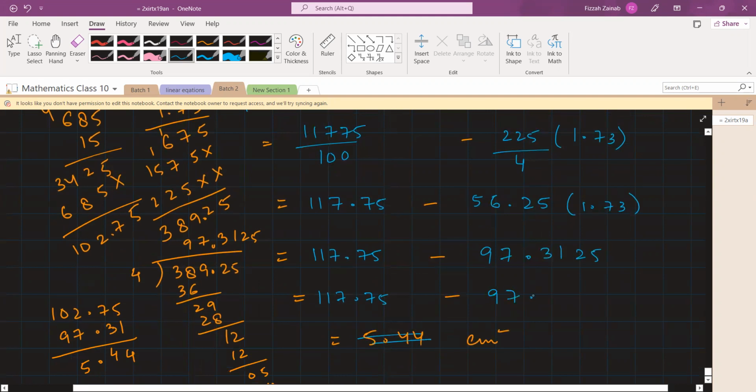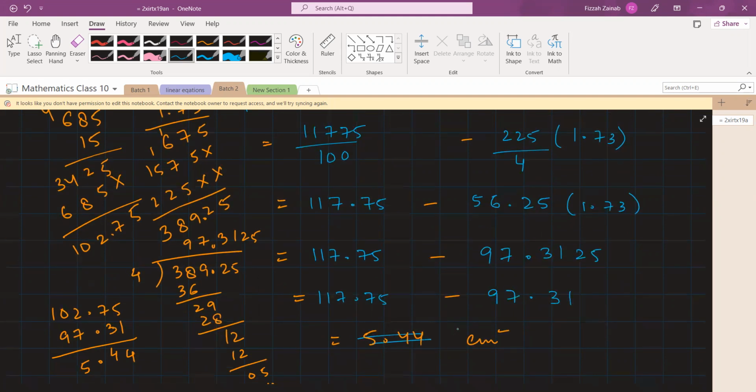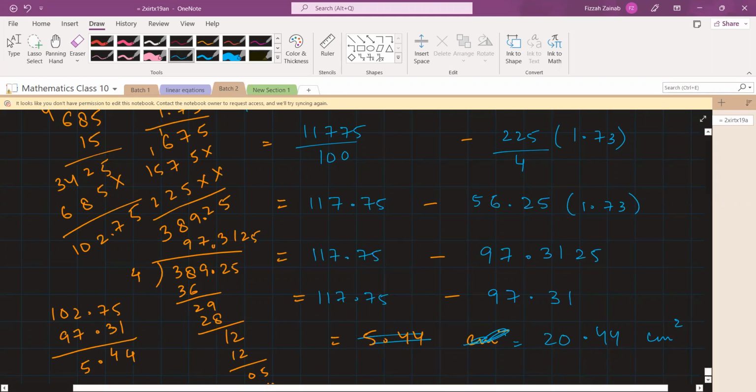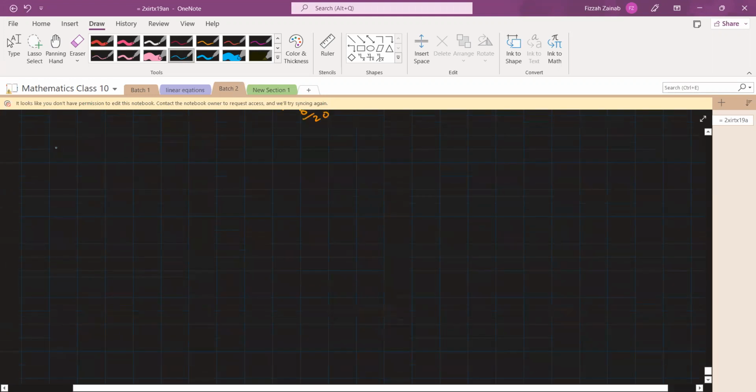So 97.31 if I just reduce it. Now you subtract. So this will give you 20.44 centimeters square. Sorry, some calculation mistake was there. Is this understood now, Robin? Yes, teacher. Okay. So this was the minor segment only we have found.